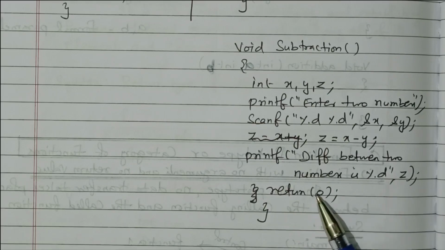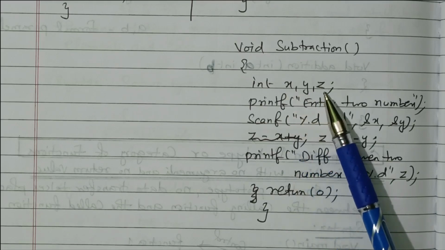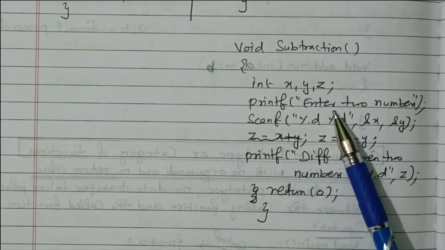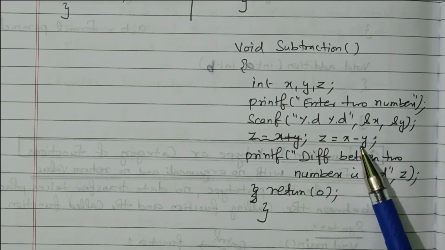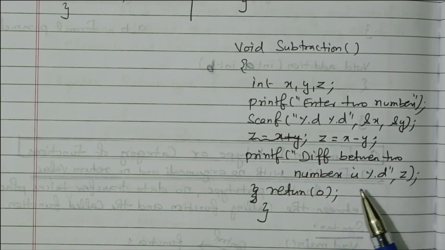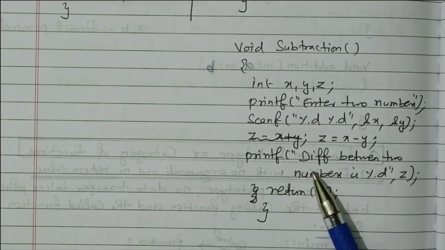Right? Return 0. We are not returning any value. Right? So in this function itself, similar to addition, we declare three variables. Two are input and one is output. We ask the user to enter two numbers. The two numbers are subtracted, the answer available in z is printed in the function itself, right? So everything is performed in the function itself, not returning any value, not getting any value from the main program, right?